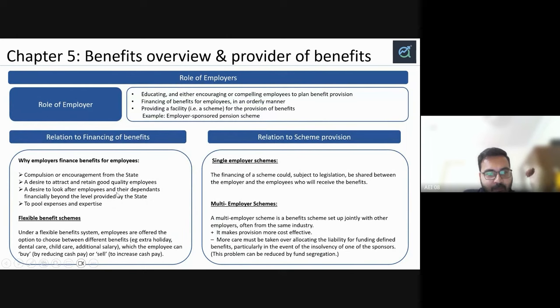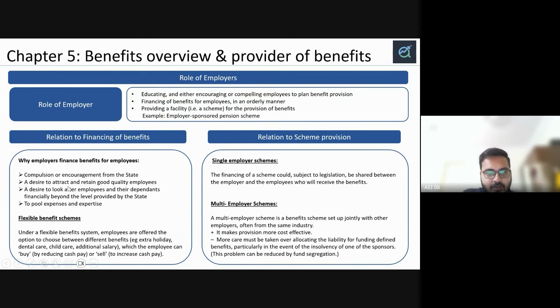So why do employers finance benefits for employees? This is one such question which can possibly come as part of a question key. Why is an employer financing the benefit on behalf of employees? Like you just discussed, there are multiple reasons. This is a very practical question, and because of its repetitiveness in the past, it has not come recently, but it used to come earlier. So for that reason, we've pointed it out separately over here.